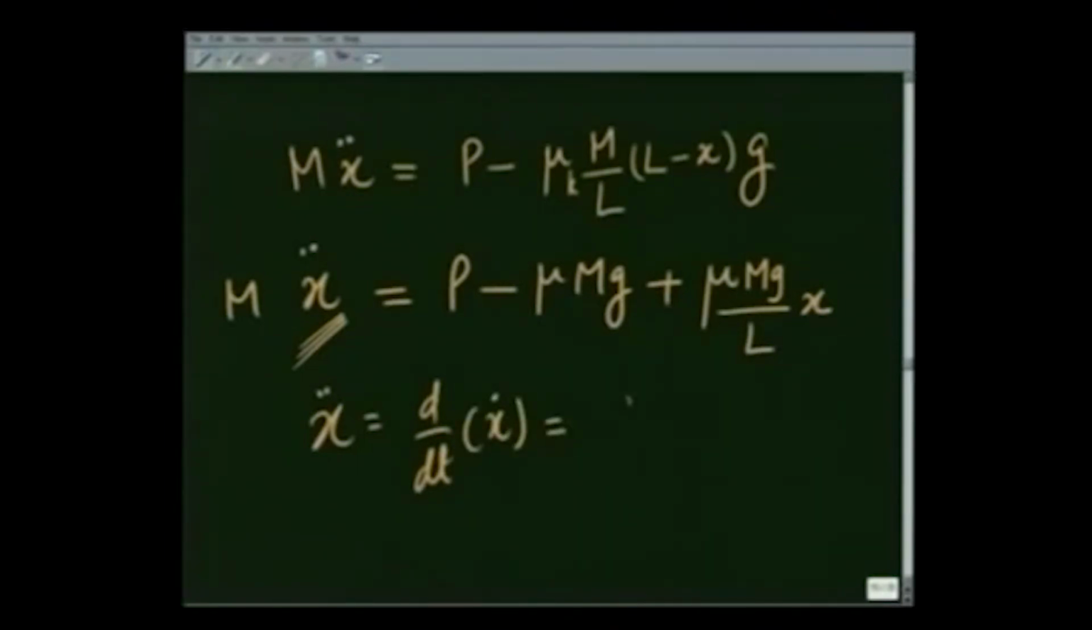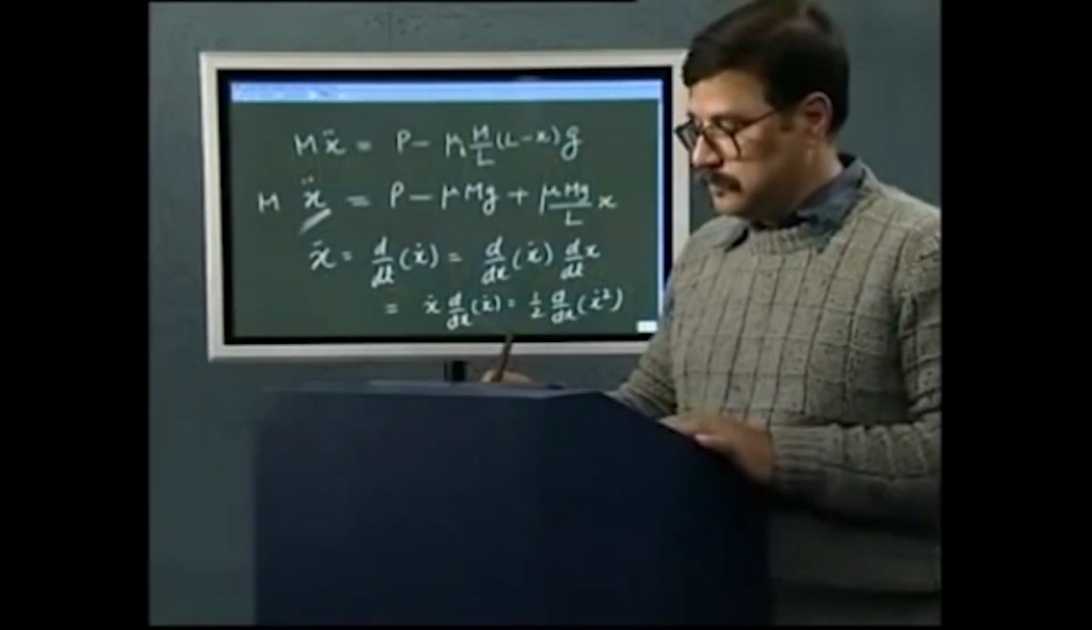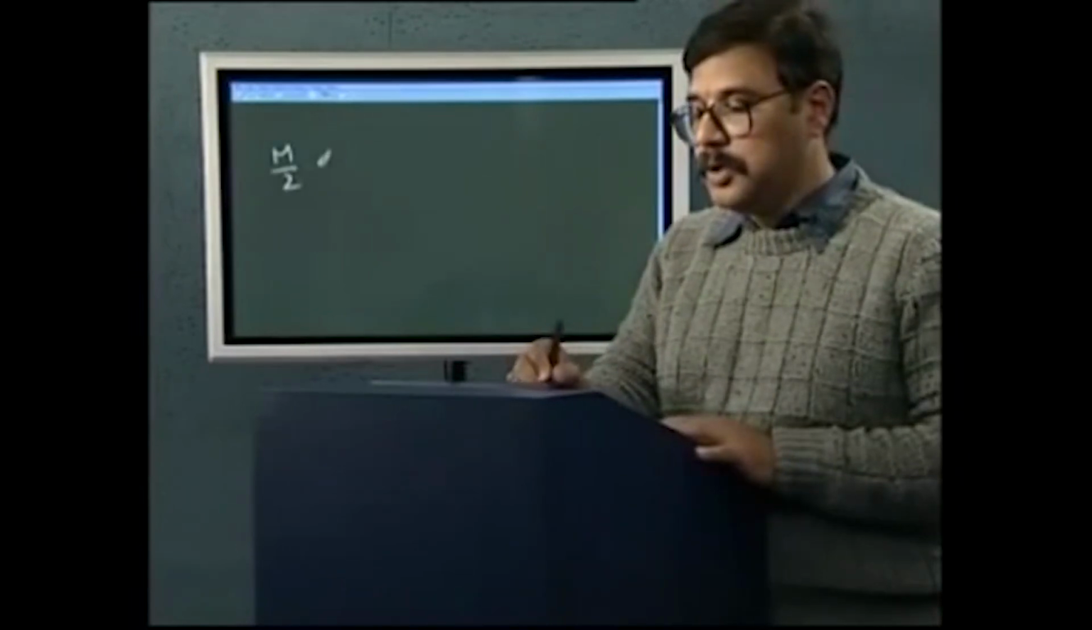So, this I can write using the chain rule as d over dx of x dot times d over dt of x, which is nothing but x dot d over dx of x dot, which is 1/2 d over dx of x dot square, and therefore my equation becomes m over 2 d over dx of x dot square is equal to P minus mu m g plus mu m g x over L.